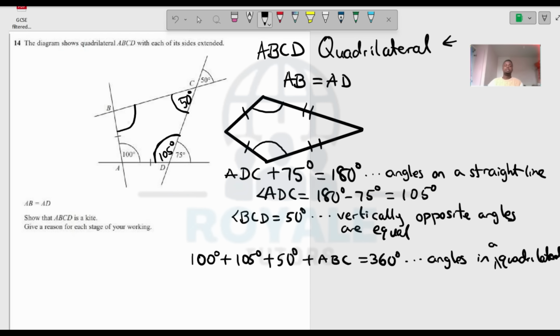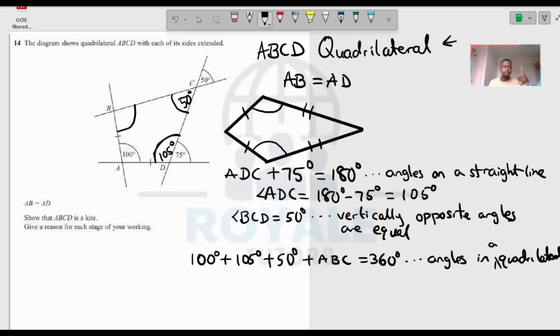All right. Please take note that I did not assume that they are equal, because as far as I'm concerned, I do not know whether or not this shape is a kite. They want me to show that it's a kite. Please don't make that mistake. Don't assume what you are to show. What I'm doing is working with the fact that I have to prove that it's a kite. So I started from finding angle ADC, that's angles on a straight line, which is a fact, and got 105. Then 50 degrees, which is vertically opposite angles, another fact.